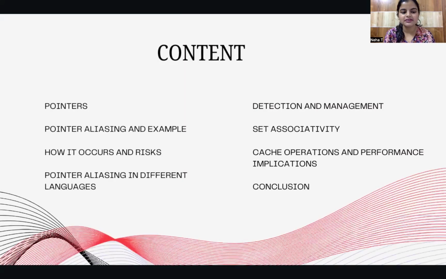So the contents are, we'll be seeing about pointers, then we'll see pointer aliasing, an example, how it occurs and what are the possible risks it has. Then we'll be seeing about pointer aliasing in different languages, its detection and management. Then we'll start with the next topic, that is set associativity, cache operations and performance implications, and the conclusion.